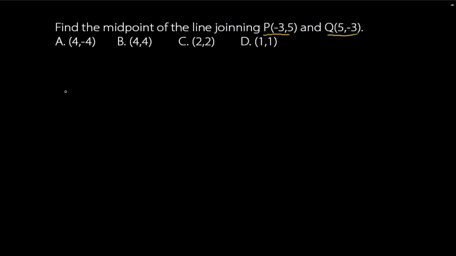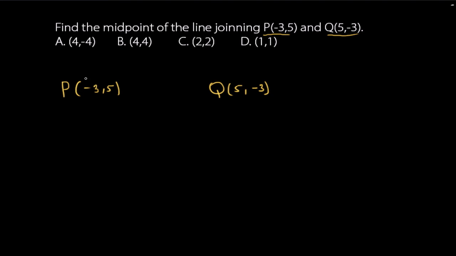So we're given the point P to be -3, 5 and the point Q to be 5, -3. So this is all we're given for the points P and Q. And now we are told to find the midpoint of the line joining these 2 points. So let me start by relabeling the points P and Q.